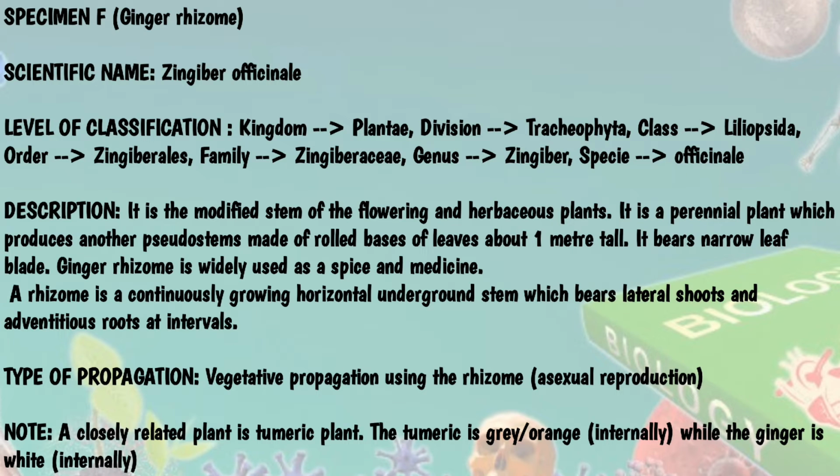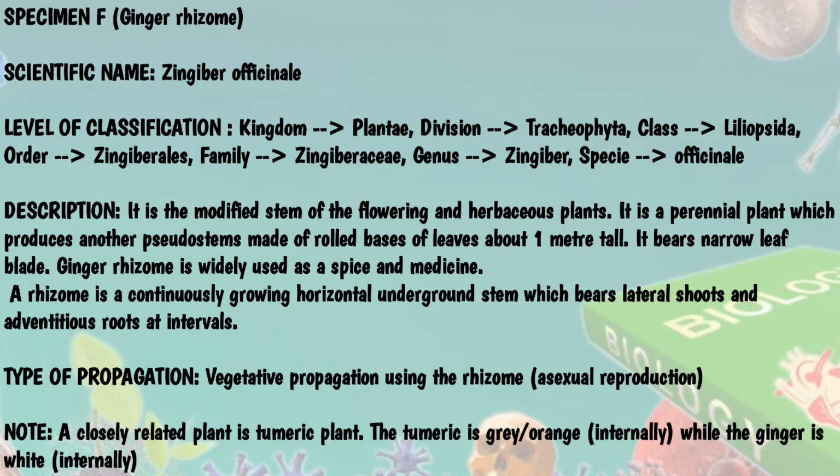So it bears a narrow leaf, and then they can ask us the uses of the ginger rhizome. It is mostly used as spice. Most persons use it for cooking, and also it has medicinal purpose. So I've defined what a rhizome is: a continuous growing horizontal underground stem which bears lateral shoots and adventitious roots at intervals. So ginger undergoes the vegetative type of propagation using its rhizome.